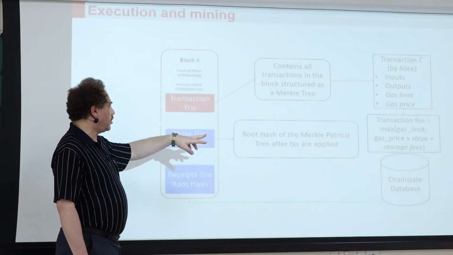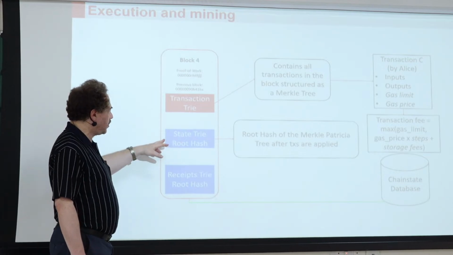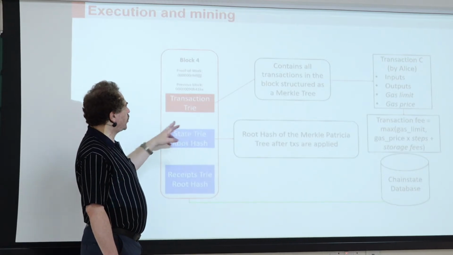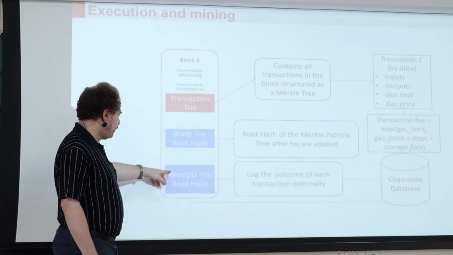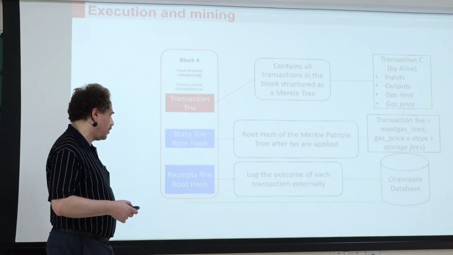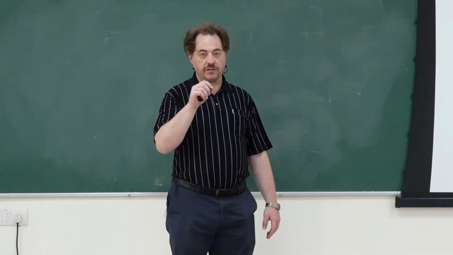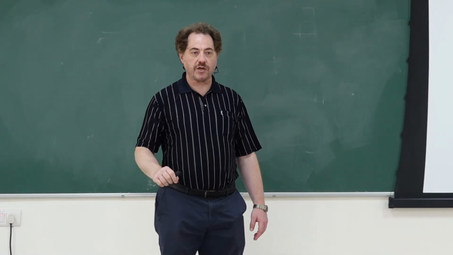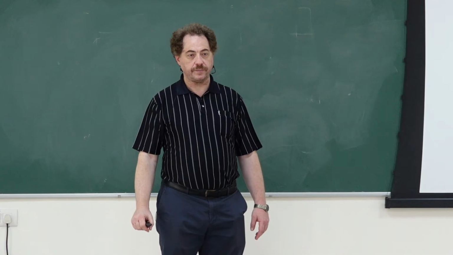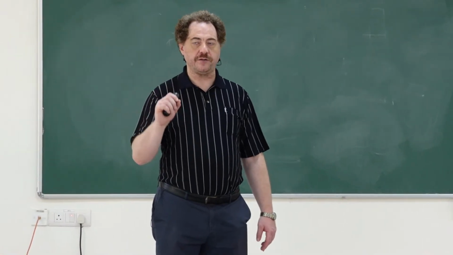Then we have a Merkle-Patricia tree for storing the state after all transactions are executed, and we calculate the root hash and we store the root hash also in the header. We have a third tree, which is a receipt tree. What are receipts? We log the outcome of each transaction, and we sign the output of each transaction. And that is like the receipt. The receipt shows, yes, I have executed the transaction, and this is the output of the transaction. So those receipts are also stored, and they can be verified in Ethereum.